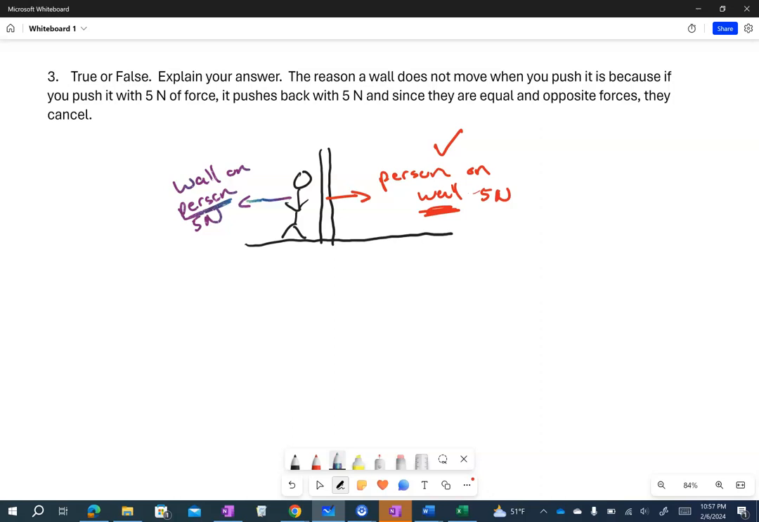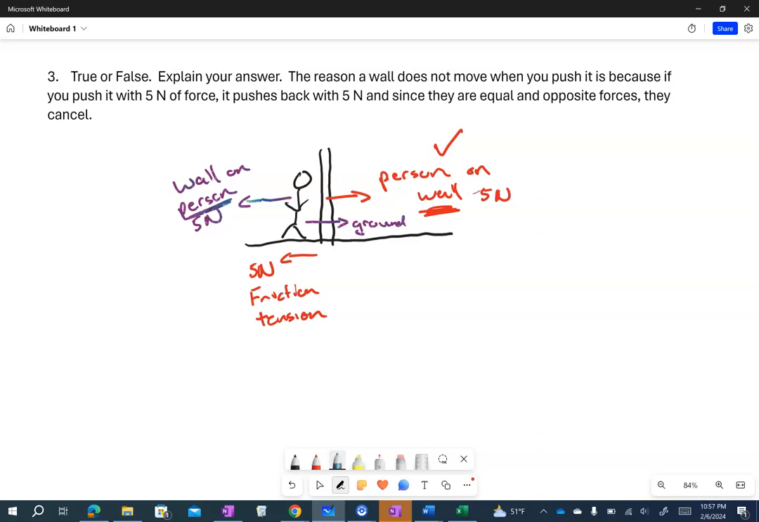So the reason the wall doesn't move isn't because of the fact that it's pushing back on you when you push on it. The reason the wall doesn't move is because there's an additional force going this way of 5 newtons due to friction with the wall and the ground or tension within the structure. There's something that can resist the fact that you are trying to shove that wall. Same reason you don't go backwards when you push on that wall is because you have some friction with the ground here as well. That would be the 5 newtons that keeps you from going backwards when you push up against the wall.